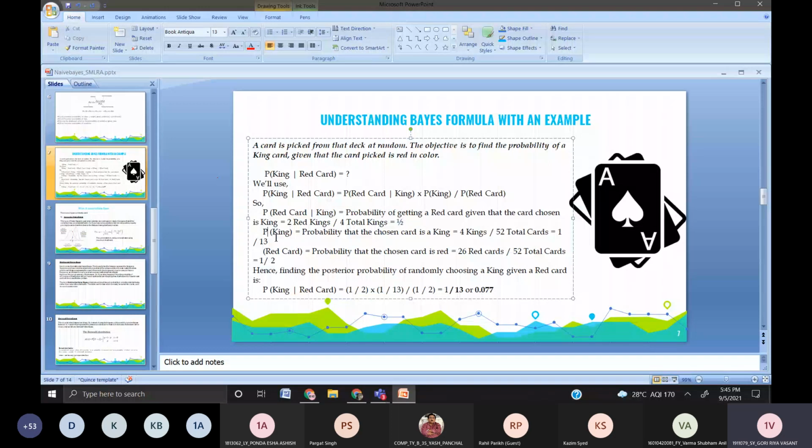The probability of it being a king is 4 out of 52 cards, so that's 1 by 13. The probability of it being a red card is 26 out of 52, so that is 1 by 2. And hence finding the posterior probability, which is what we were supposed to find, that is the probability of randomly choosing a king, given that a card is red, we apply the same formula, multiply this, and we get 1 by 13 or 0.07. This is the basic formula that almost everyone has studied in school.